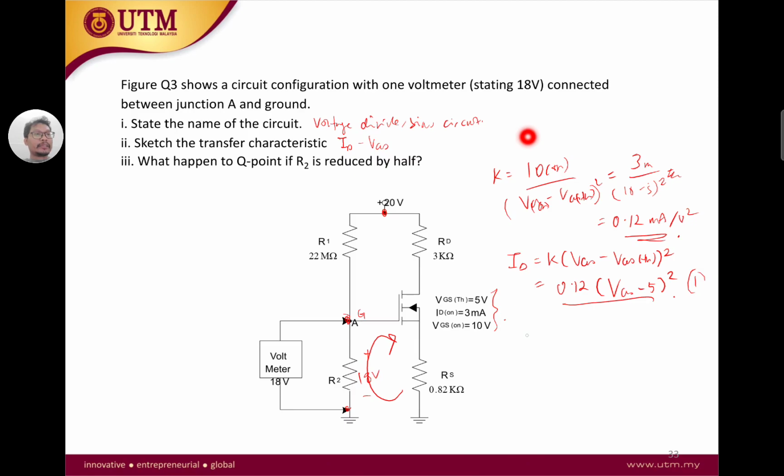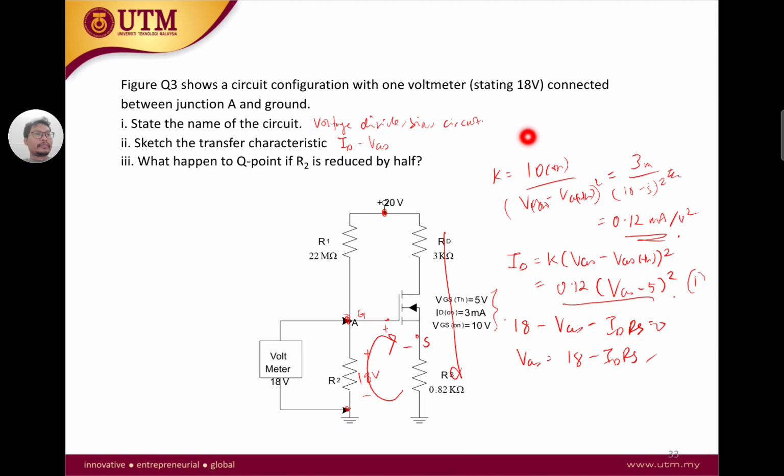For the loop there, we are looking at 18 minus VGS. So 18 minus VGS minus IDRS is equal to 0. So VGS is simply going to be 18 minus IDRS. And RS is given as 0.82 kilo ohms. Done. And next we are going to look at this KVL loop, the drain source.